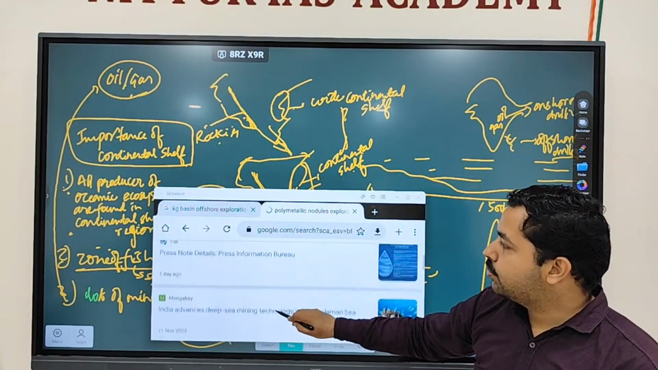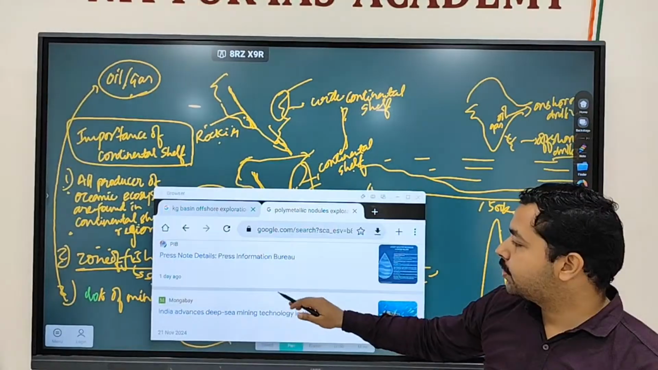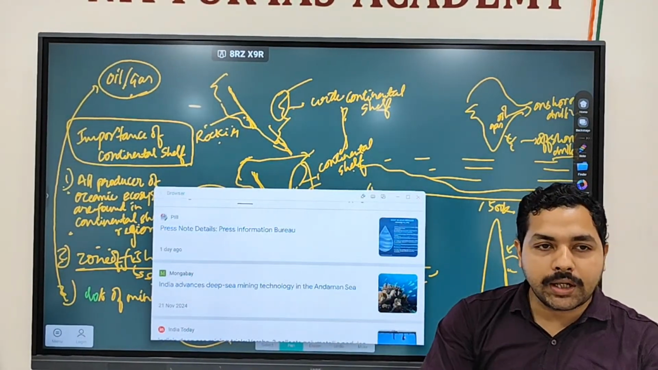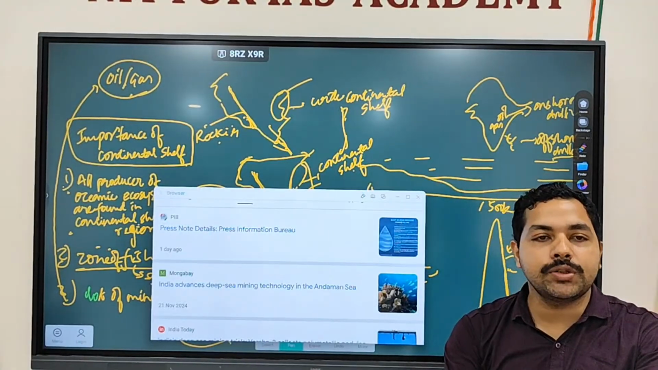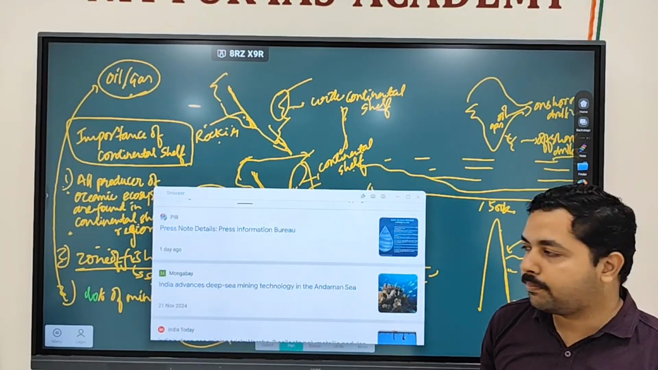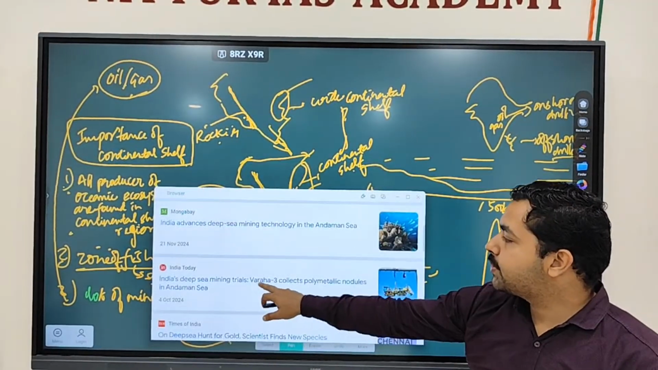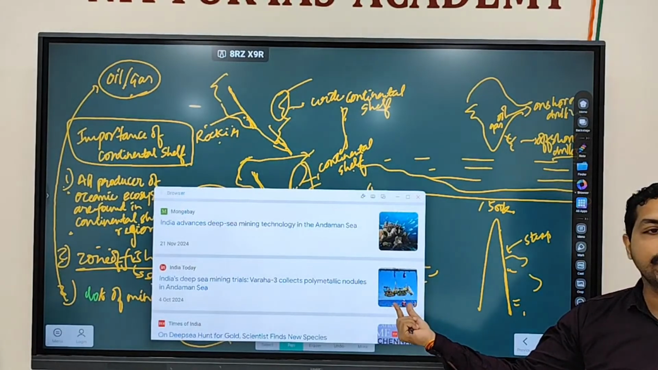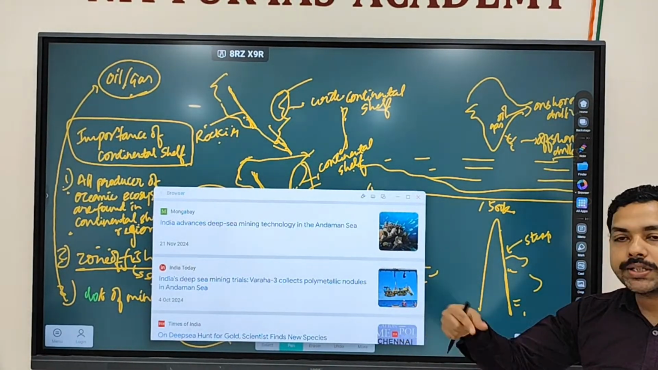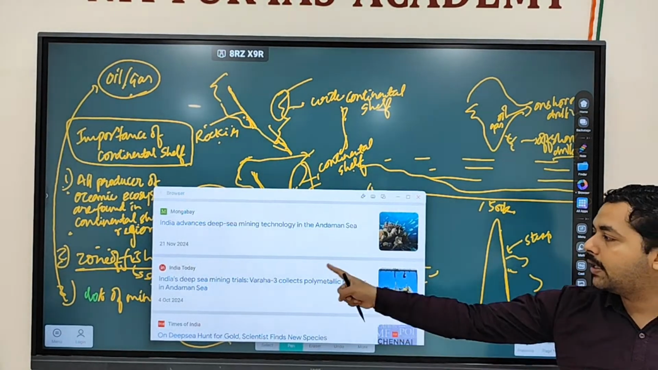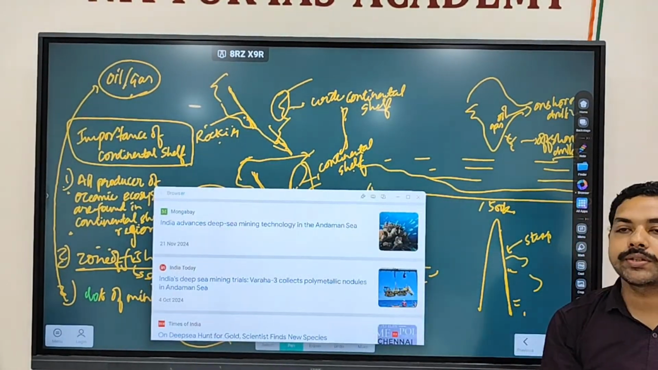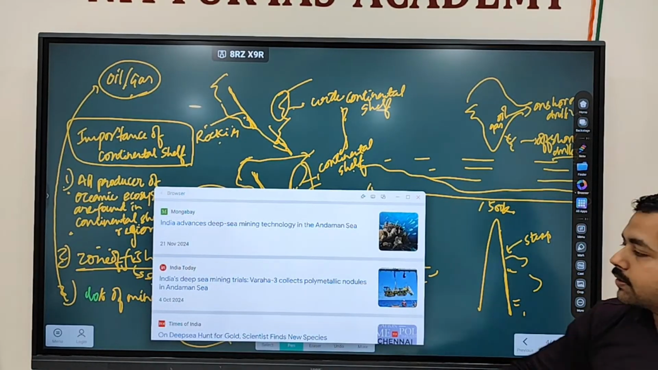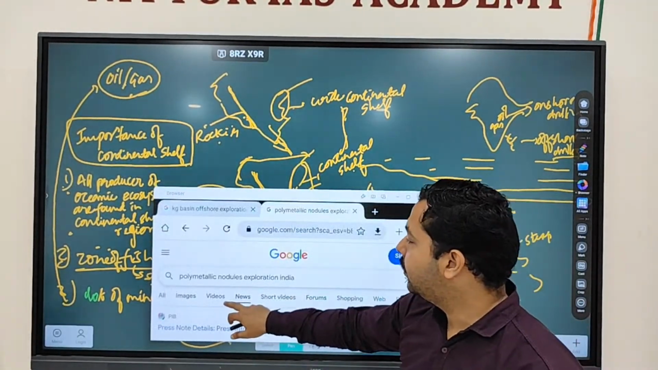So you can see this news, a press note from the Press Information Bureau: India advances deep sea mining. Why are we going underwater? We are trying to mine the minerals or metals that are there. India deep sea mining trial Varha 3 collects polymetallic nodules. So we are sending machines inside the oceans and trying to extract polymetallic nodules. That's why you are finding a lot of these things with regard to polymetallic nodules. Fine.